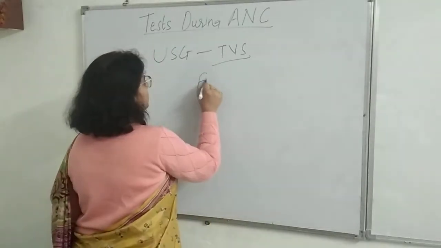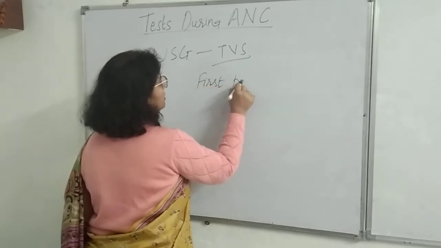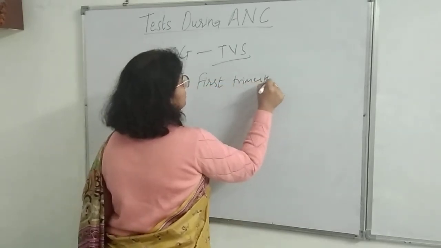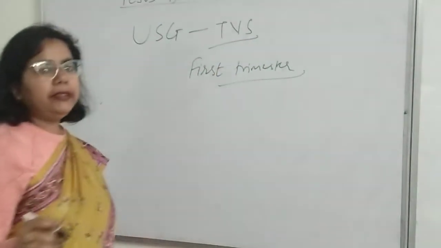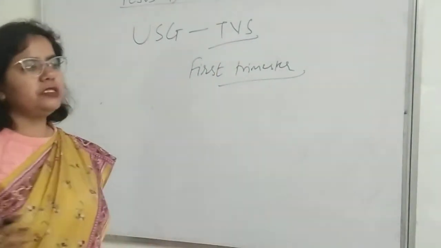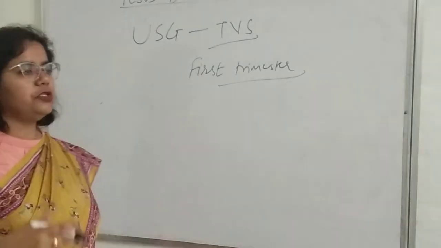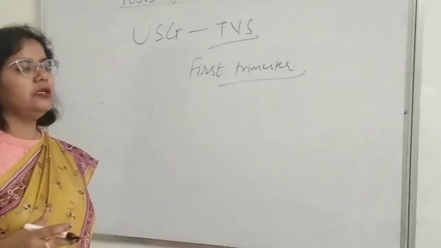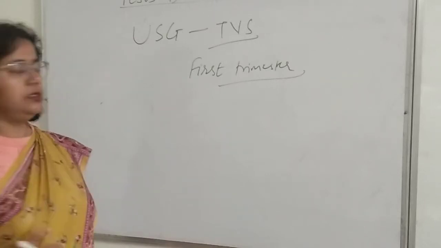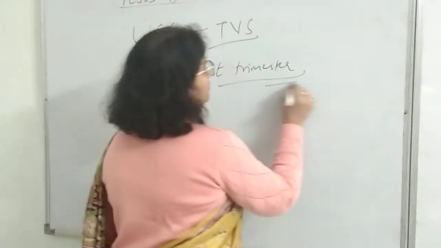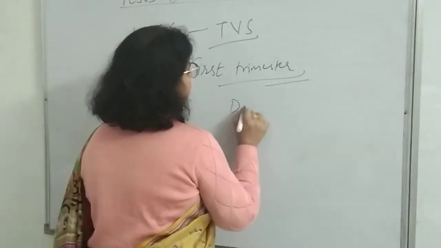First trimester. If she is in the first trimester and you do her ultrasound, what do you get? Suppose she is not aware of her LMP, or is confused about her LMP, or does not have regular periods. So this is the first trimester dating scan.